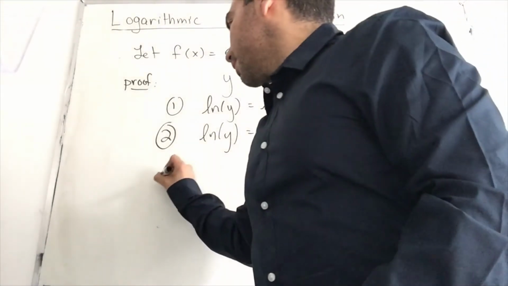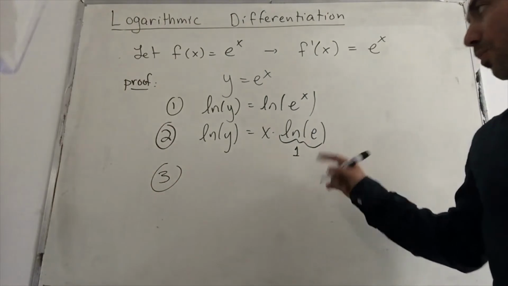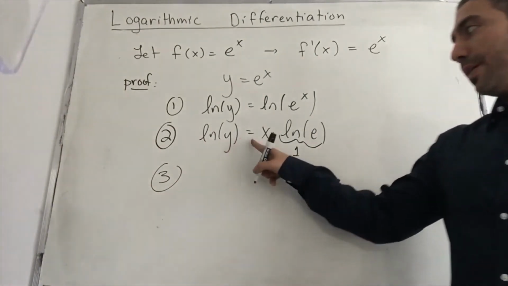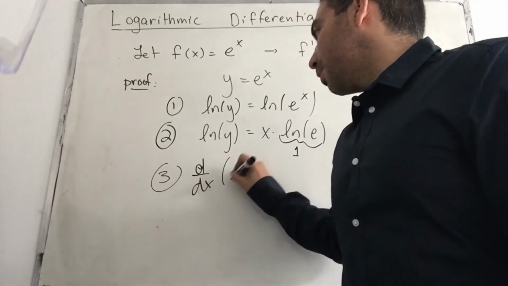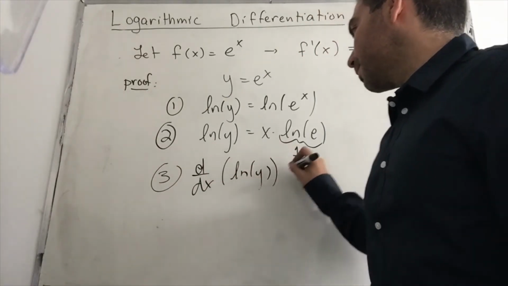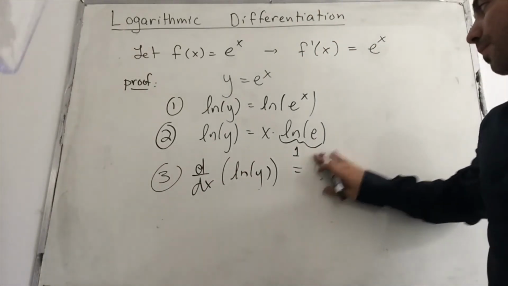So what this gives us is step 3. We're ready to take the derivative. So we have ln of y equals x. So we're going to take the derivative with respect to x on both sides.